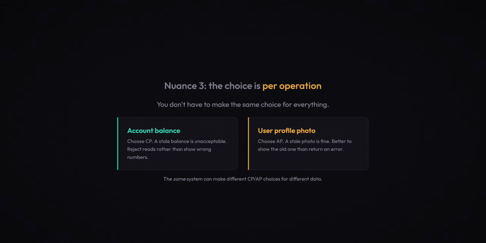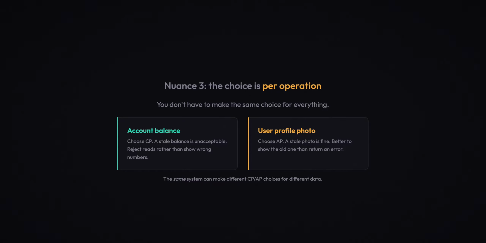Profile photo, AP. If a user sees their old photo for a few seconds after updating, nobody cares. Better to show something than an error. This is how mature distributed systems actually work. They make fine-grained CP/AP decisions based on what the data means to the business. All of this leads to a better framework.